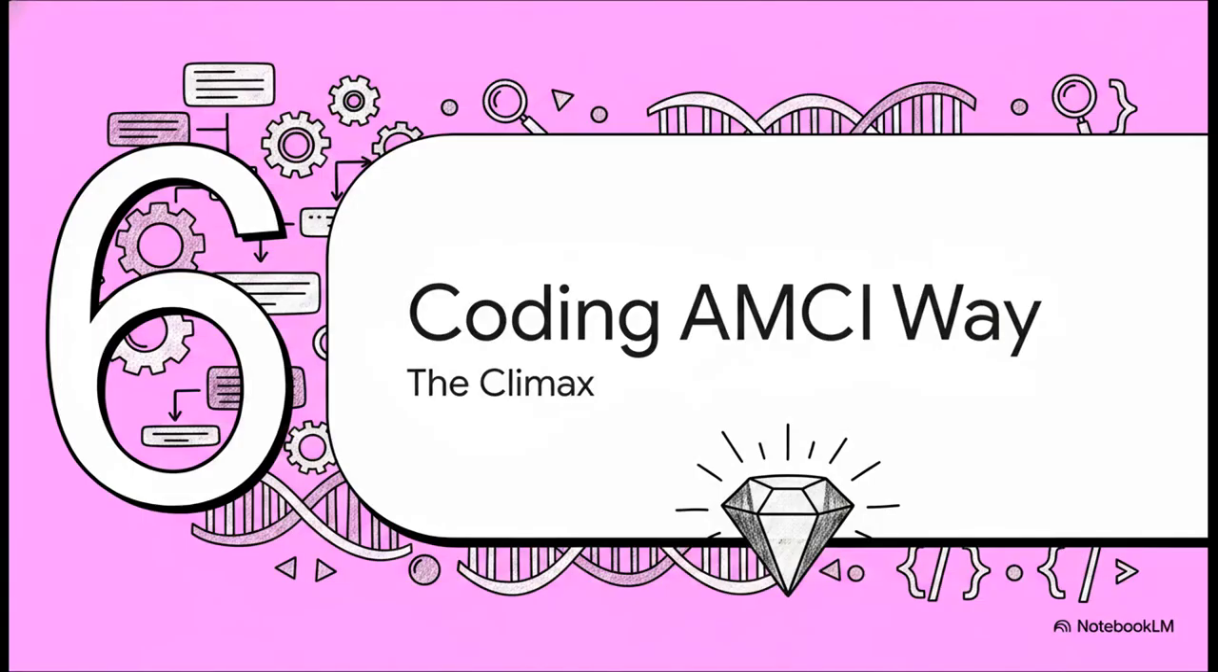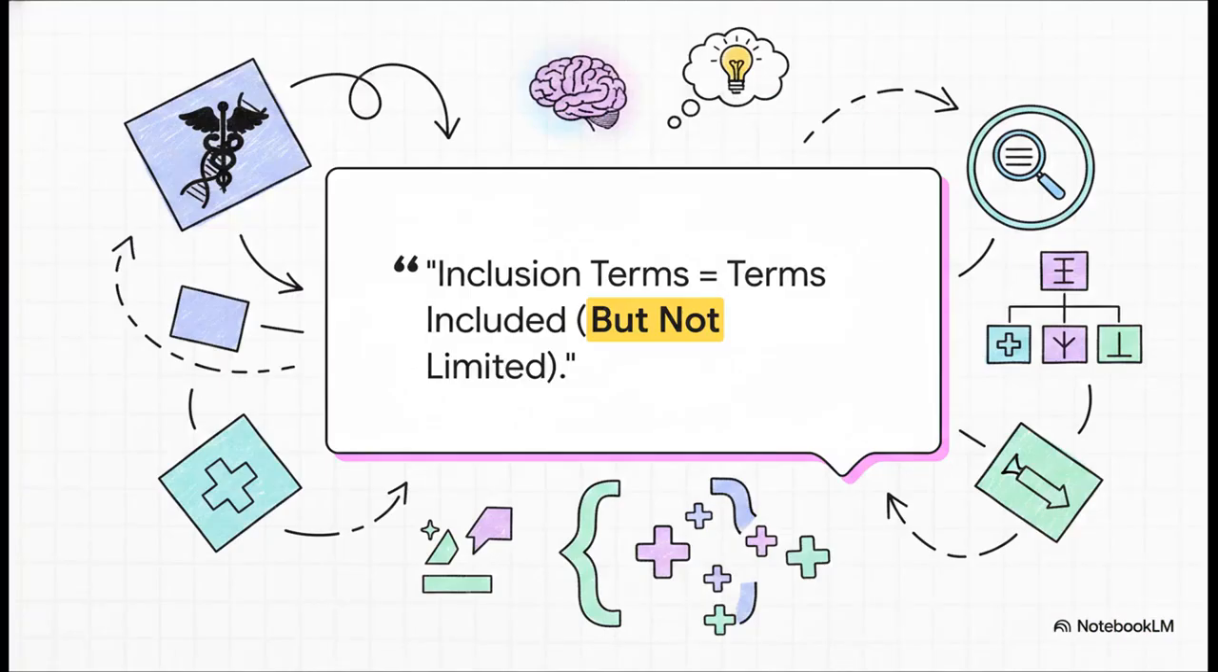And finally, Section 6, Coding the AMCI Way. This is the climax of our explainer. All right, it's time to anchor everything we've just learned today. We're going to do that with a classic, memorable AMCI gem. Now, what's really interesting about this is how simply it breaks down a super complex guideline. Ready? Inclusion terms equals terms included but not limited. Really let that sink in.